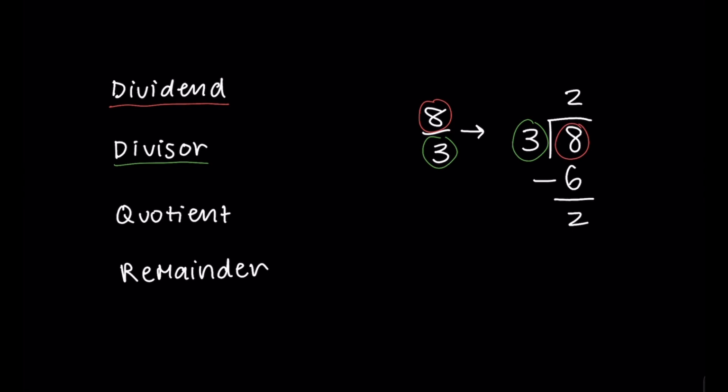The quotient is the number that comes out as a result of the division. For 8 divided by 3, our whole number is 2. So our quotient is 2. The remainder is the number that is left behind from the division if it is not full division. In this case, it is also 2.